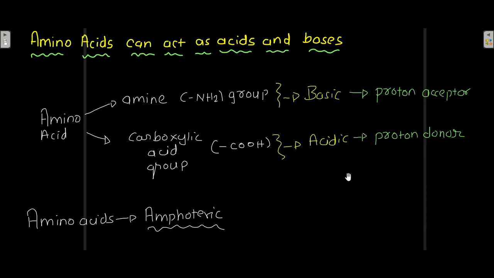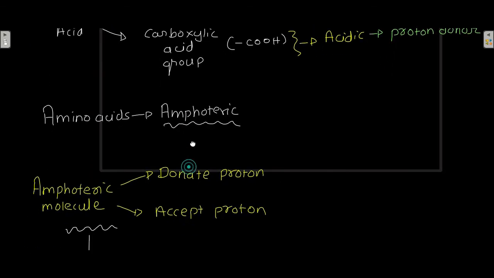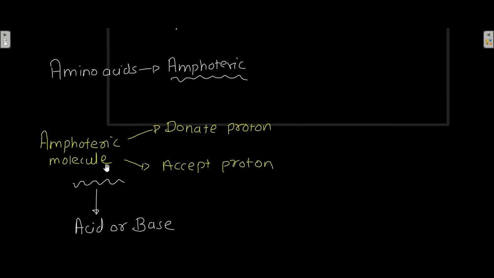And that is the reason why the amino acids are amphoteric. These amphoteric molecules can donate protons and can accept protons. They act as an acid or a base, and the amino acids are amphoteric, that is, they can act as an acid or a base because they are able to donate a proton as well as accept a proton.